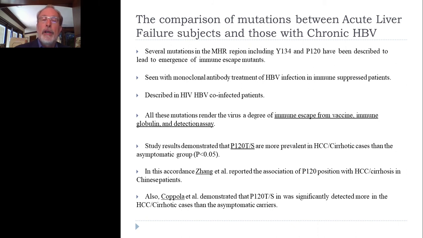It's also been described with HIV, hepatitis B co-infection. So when the immune system has less immune surveillance, these mutants can also undergo immune escape. This may explain some vaccine failure cases, some immune globulin failures, and failures of assay detection of surface antigen. This mutation process may be more prevalent in liver cancer cirrhosis cases than in asymptomatic or pre-cirrhotic individuals. This was also published by Zhang in Chinese patients, as well as Coppola. This was significantly detected more in HCC cirrhotic than in asymptomatic or pre-cirrhotic individuals.